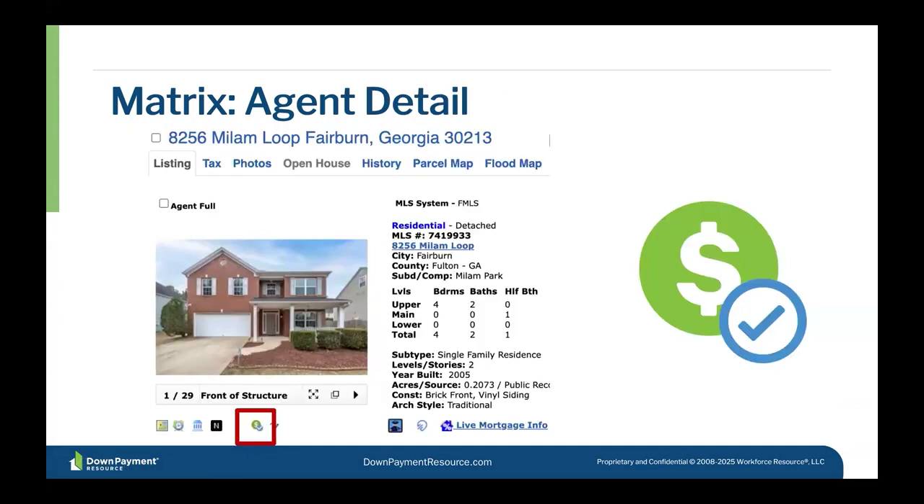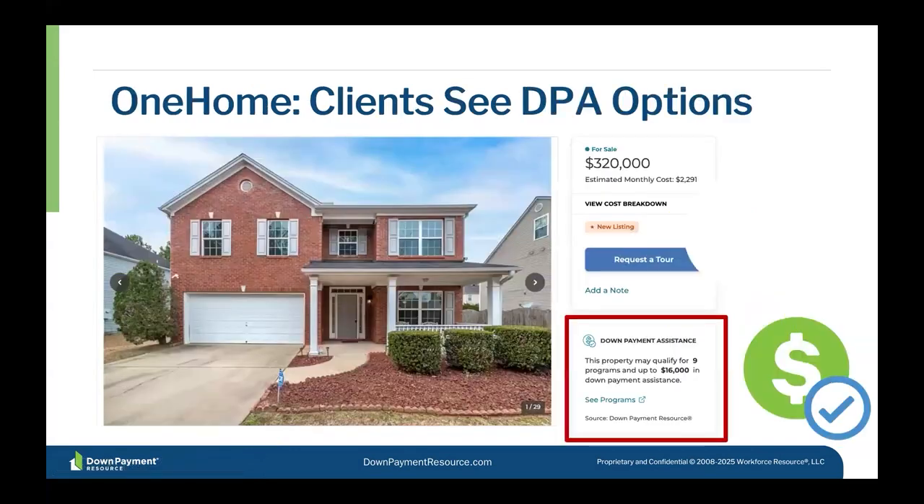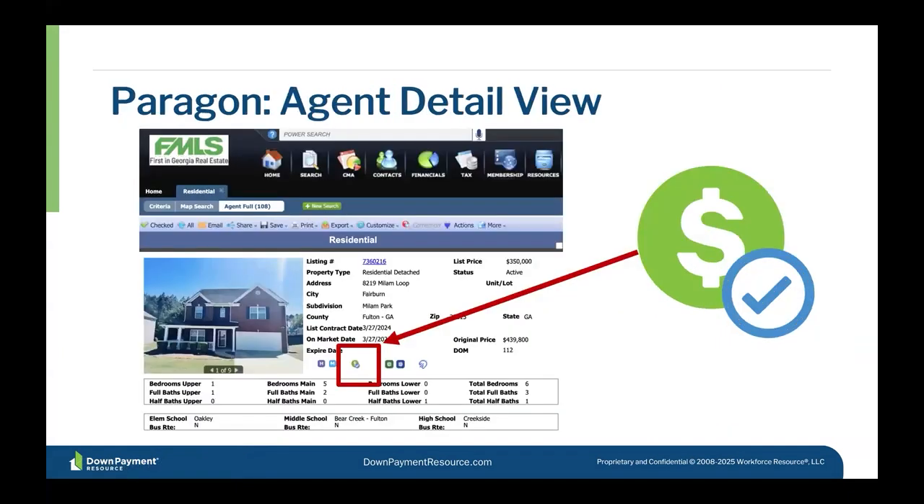And once again, you can see it if you have the detail view of the listing open. If down payment assistance is available, you're going to see that money sign icon either under the image or to the right of the image, such as here in Paragon. So look for that little money sign logo on any of the listings and you'll know that down payment assistance is available there.